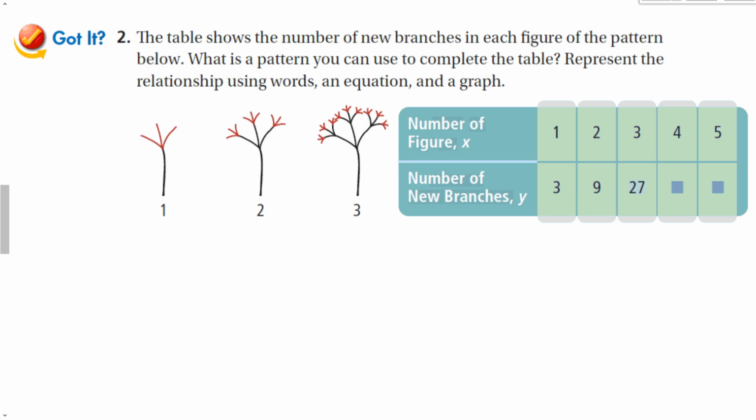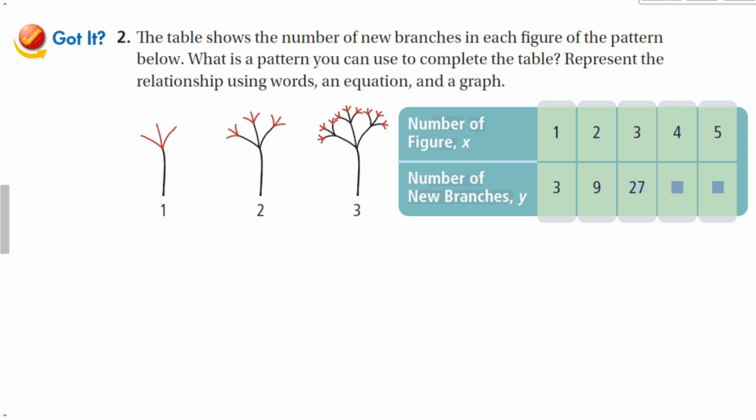Let's try a Gotta problem. The table shows the number of new branches in each figure of the pattern below. So we see in the first pattern, we have three branches. Then every branch gets three more. Then every branch gets three more. What is a pattern you can use to complete the table? Represent the relationship using words, an equation, and a graph.